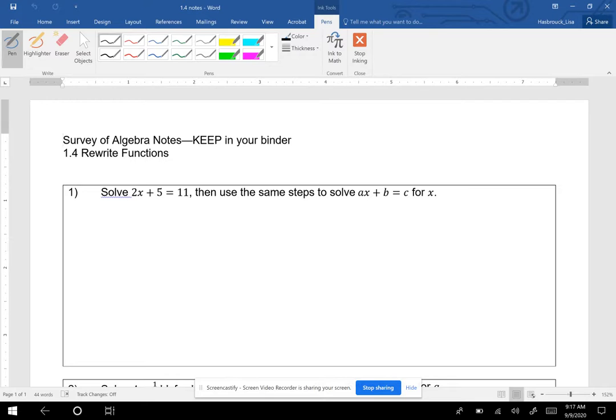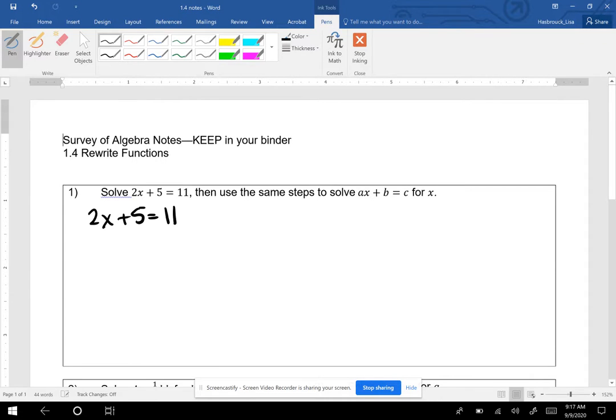This is on rewriting functions or rewriting equations in different forms. We're going to start with this first problem. It says to solve 2x plus 5 equals 11 first. Then we're going to use those same steps to solve ax plus b equals c for x. So let's start with the 2x plus 5 equals 11.